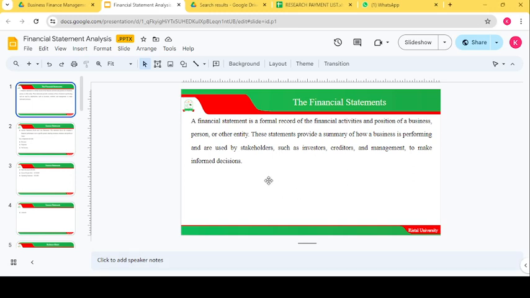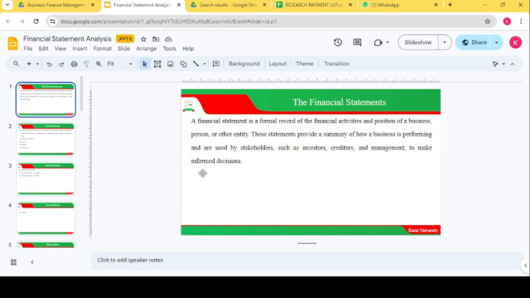So today we are going to look at the financial statement. The financial statements are essential tools for understanding the financial health and performance of a business. They provide a structured and standardized way to present financial information, facilitating transparency, accountability, and helping the business to make informed decisions.